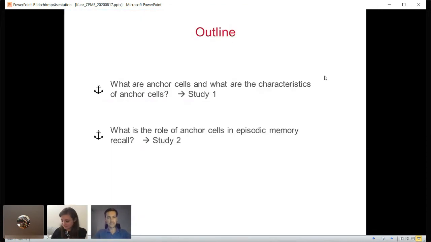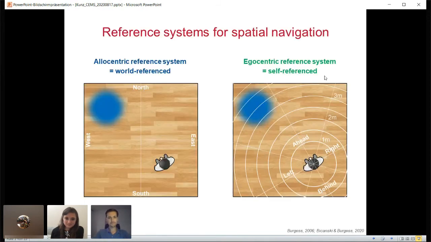In my talk, I will address two main questions. First, what are actually anchor cells, and what are the characteristics of anchor cells? And second, I will address the question, what's the role of anchor cells in episodic memory recall?